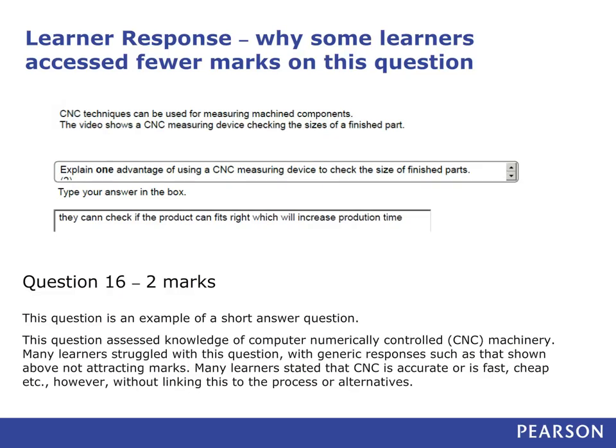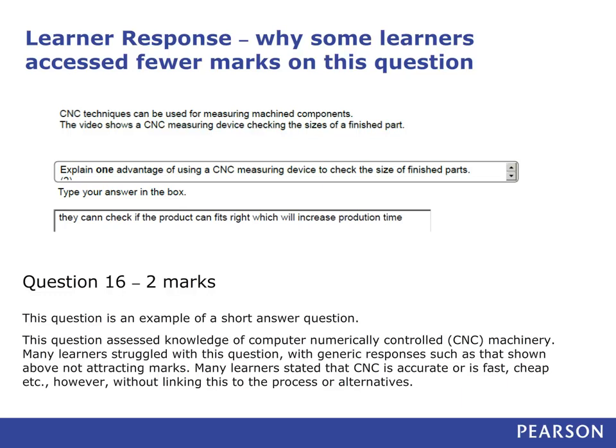Question 16. This question is an example of a short answer question. This question assessed knowledge of computer numerically controlled (CNC) machinery, specifically in a measurement application. Many learners struggled with this question, with generic responses such as CNC is accurate or is fast, cheap, etc., without linking this to the process or alternatives. It is evident that learners are familiar with CNC.